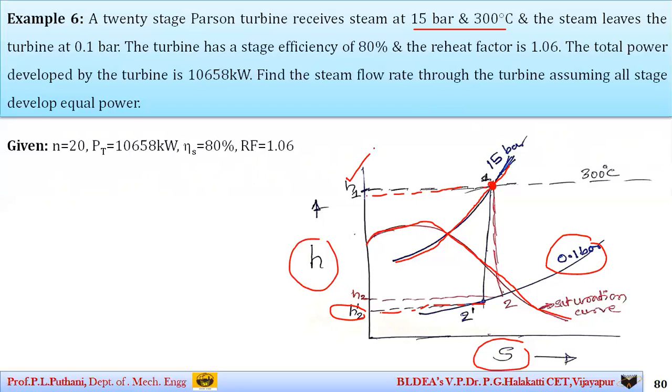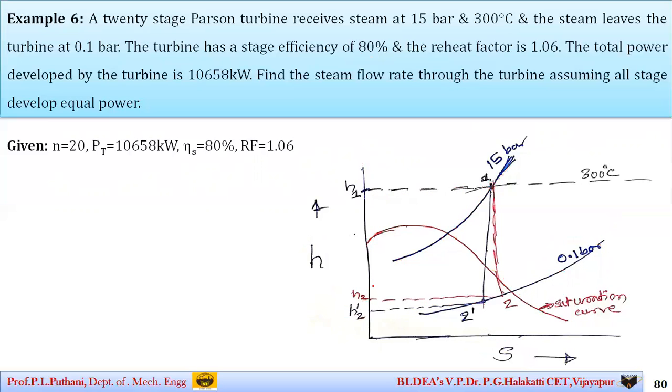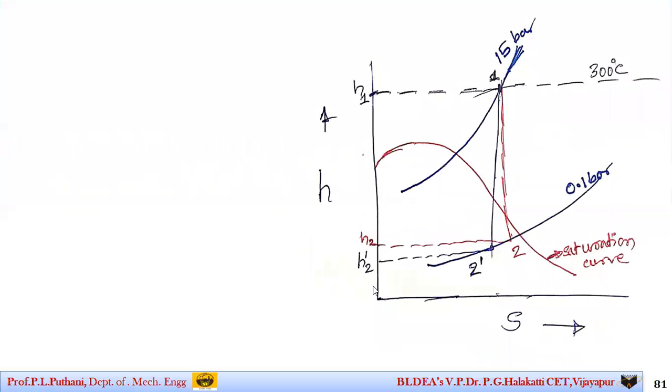Once you get this, with the help of your stage efficiency of 80%, you can find out even the value of H2. Then the H2 value you should mark on this same pressure line, that is 0.1 bar. Somewhere it is moving upwards, here it is located, and then you have to note down the corresponding enthalpy value, that is the value of H2. So now how to begin with the solution? Once you have plotted the points in the graph, you can go for the solution.